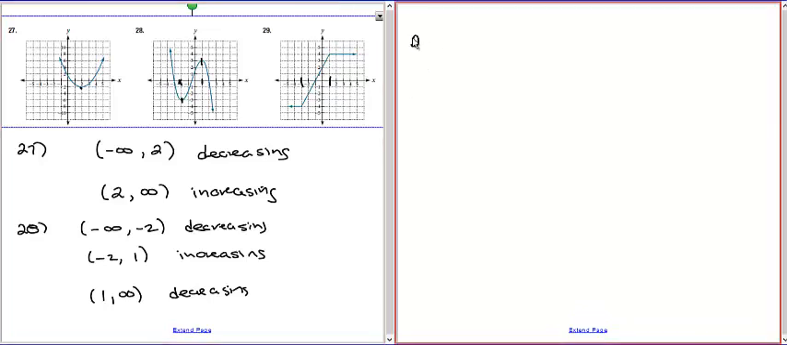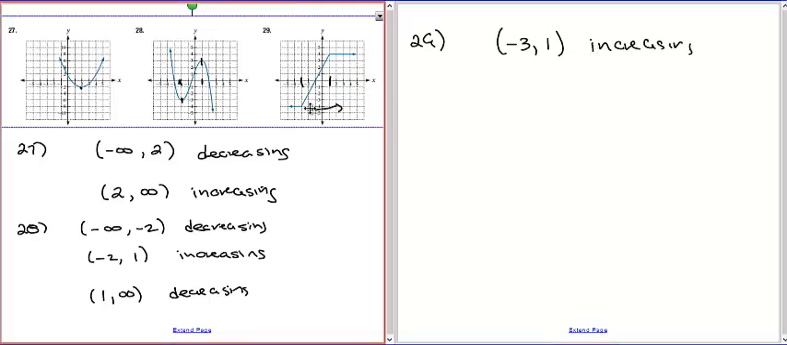So for number 29, we'll say that between negative 3 and 1, these are the x values, the function is increasing. Because as I go from left to right, the value is becoming more positive. It's moving up the graph. There's no places where it's decreasing. And from negative infinity to negative 3, it's constant. And from positive 1 to infinity, it's constant.